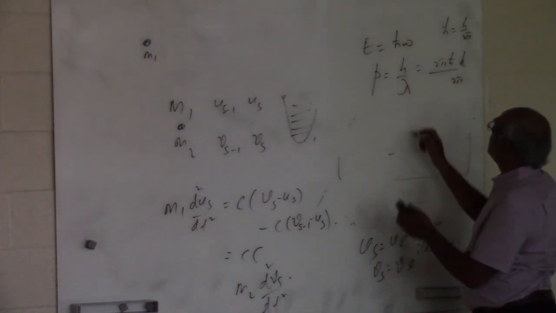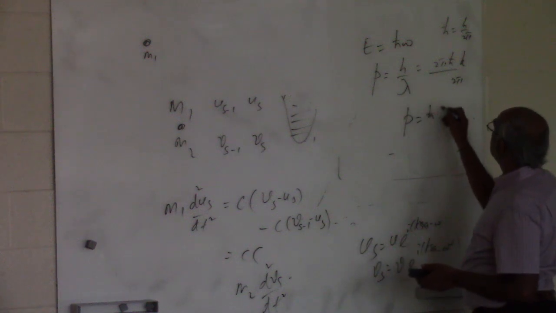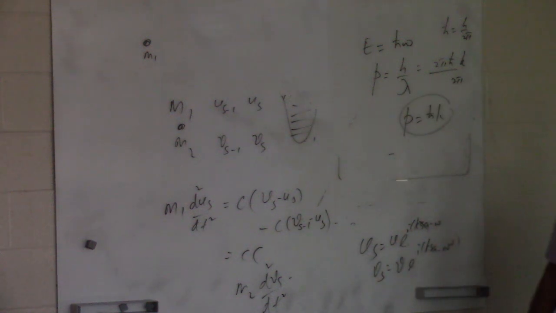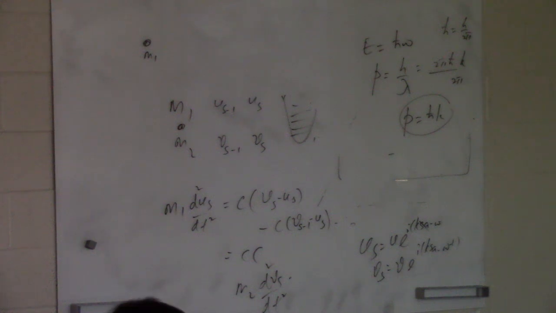P as h cross k, you know how to write this. So typically the energy is h cross omega, and momentum is given by h cross k. But this h cross k is not a linear momentum, please remember. We call this the crystal momentum. That's because there is no real mass transfer.